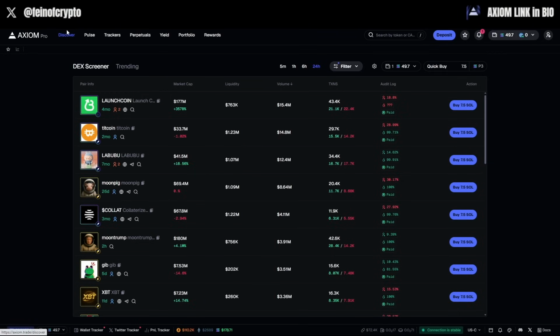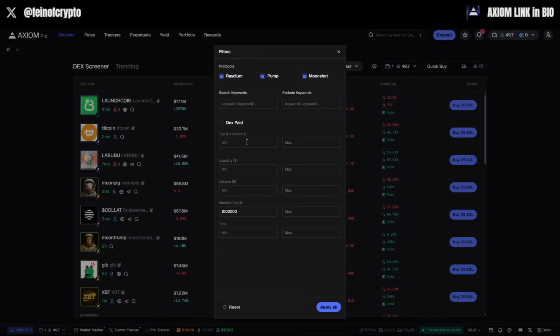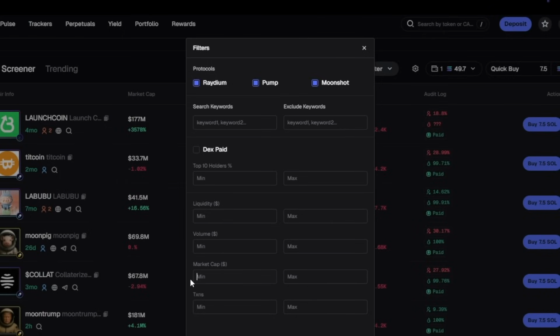So what we're going to do is right up here, in Axiom, you click on Discover, and you click on this Dex Screener. The first thing we're going to do is go into filters. We're going to keep everything the same. The only thing is we're going to set minimum market cap to 1 million.